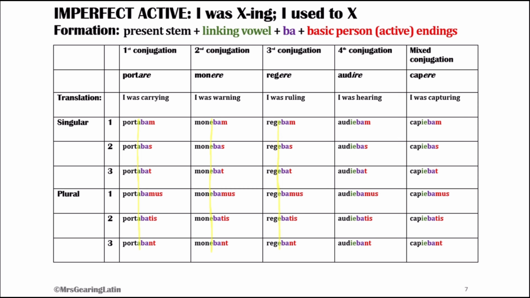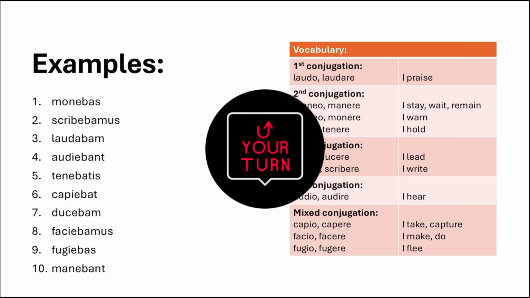For your fourth and your mixed conjugations, you have your IE the whole way through. So I was hearing and I was capturing. Audiebam, audiebas, audiebat. Audiebamus, audiebatis, audiebant. And capiebam, capiebas, capiebat. Capiebamus, capiebatis, capiebant. So you can see the whole way through, you always have that bam, bas, bat, bamus, batis, bant on the end of your present stem and your linking vowel. And it translates as was, were -ing, or used to. So let's have a look at some examples.